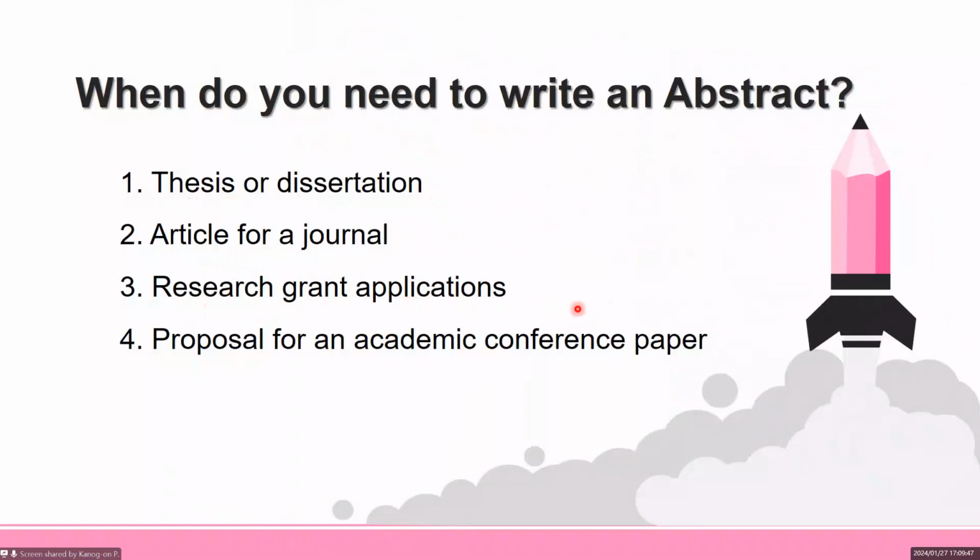Or a research grant application, or a proposal for an academic conference paper. These kinds of things, you need to write an abstract. For example, in a conference, they might ask you to submit an abstract of your work, maybe 100 to 150 words, which is very short, so they can decide whether they want you to join their conference to present your paper or not.